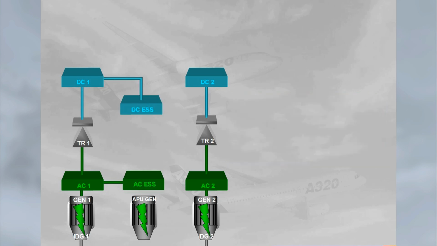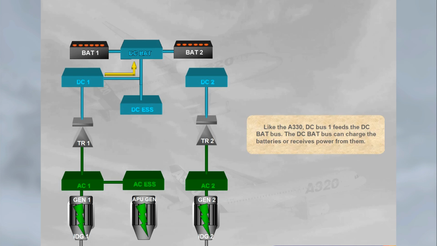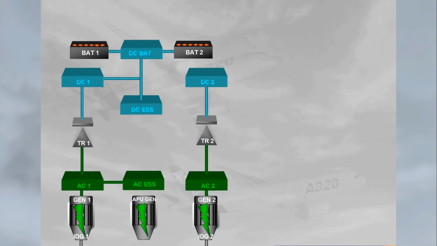Like the A330, DC bus 1 feeds the DC BAT bus. The DC BAT bus can charge the batteries or receives power from them. On the ground, the A320 can be supplied by only one external power source instead of one or two on the A330.